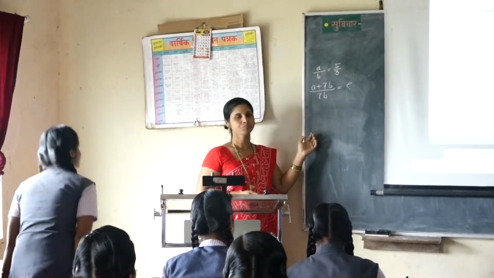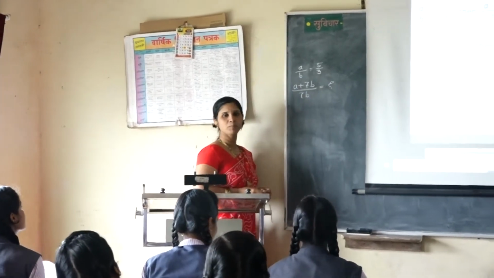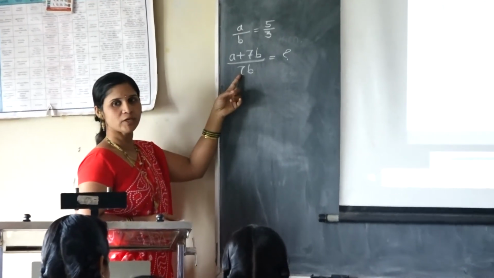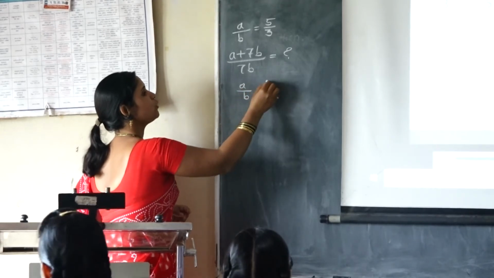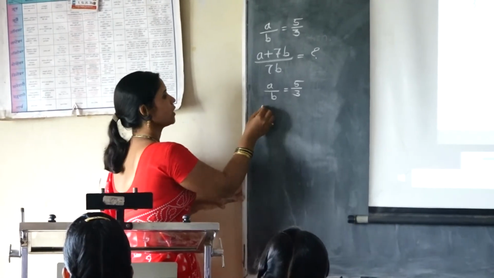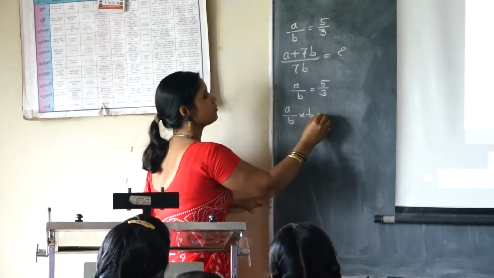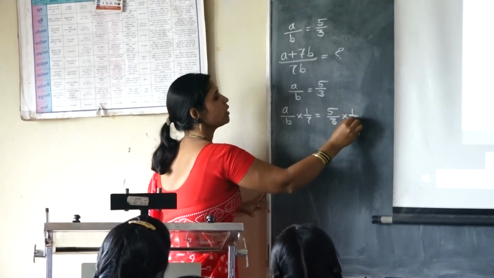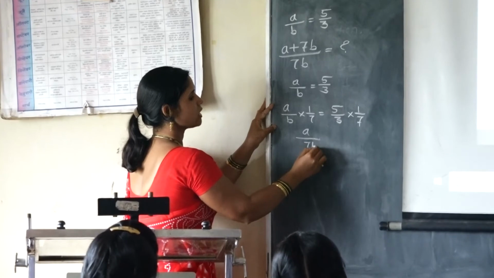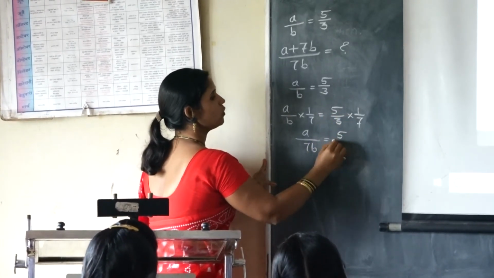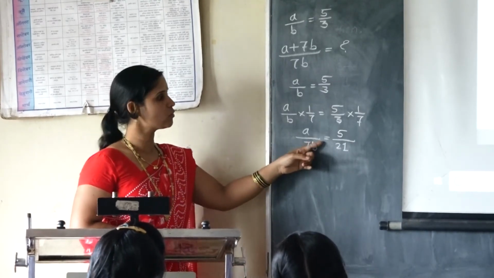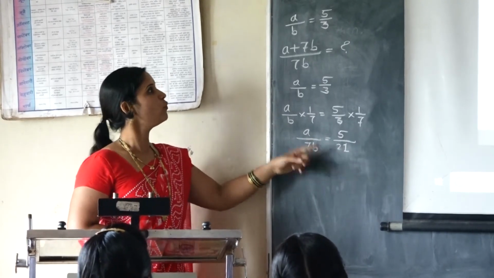At first we know that A upon B is equal to 5 upon 3 and we need A upon 7B. If A upon B is equal to 5 upon 3, then we have to multiply both the sides by 1 upon 7. A upon B into 1 upon 7 is 5 upon 3 into 1 upon 7. Then what do we get? A into 1, A, B into 7, 7B is equal to 1 into 5, 5, 3 into 7, 21. When we get A upon 7B is equal to 5 upon 21, then we can use the property.